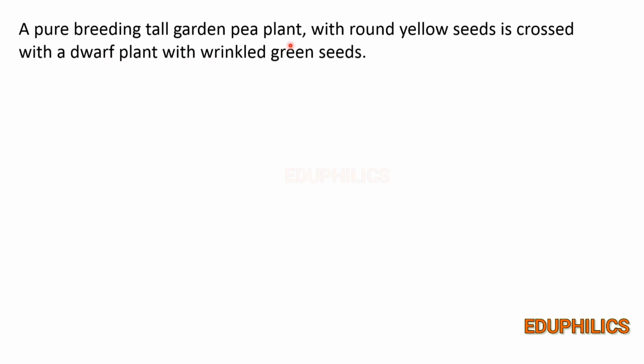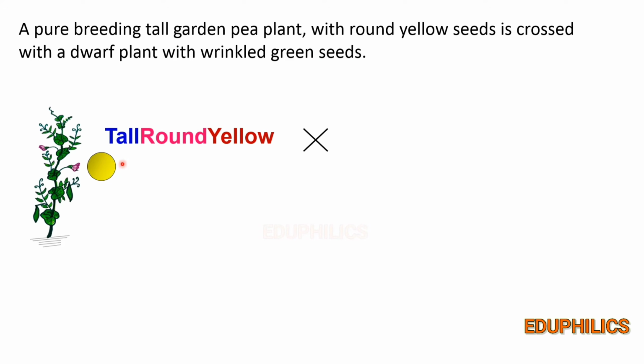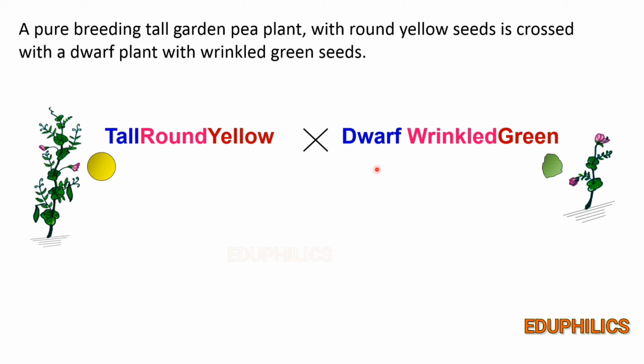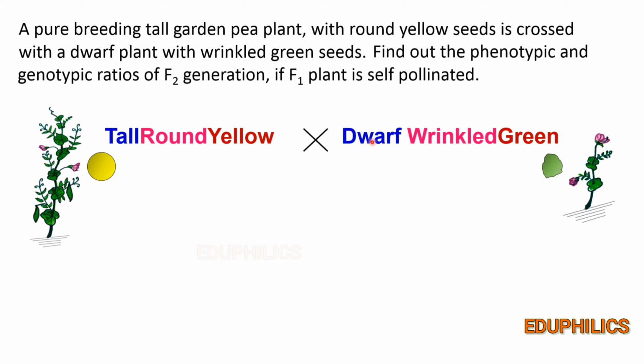A pure breeding tall garden pea plant with round yellow seeds is crossed with a dwarf plant with wrinkled green seeds. So there is a tall pea plant with round yellow seeds crossed with a dwarf plant with wrinkled green seeds. Now this is a recessive parent. We have to find out the phenotypic and genotypic ratios of F2 generation if the F1 plant is self-pollinated.